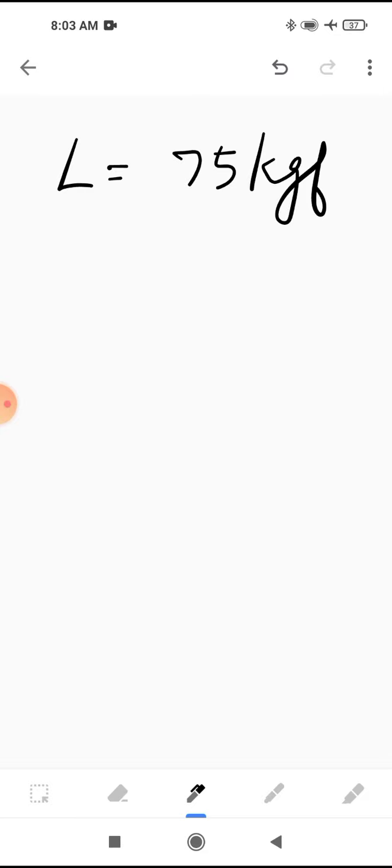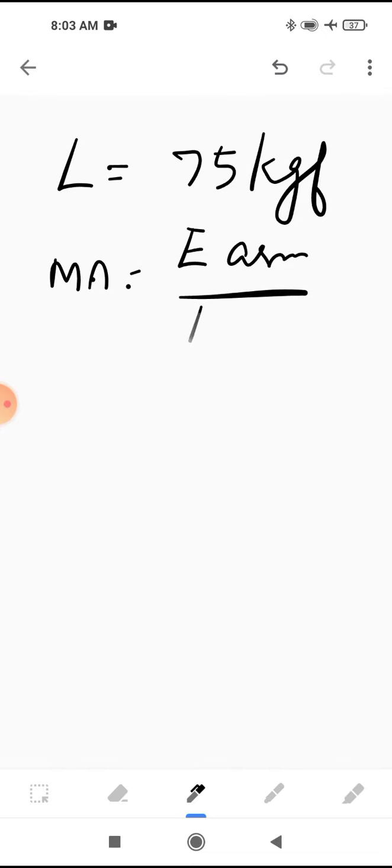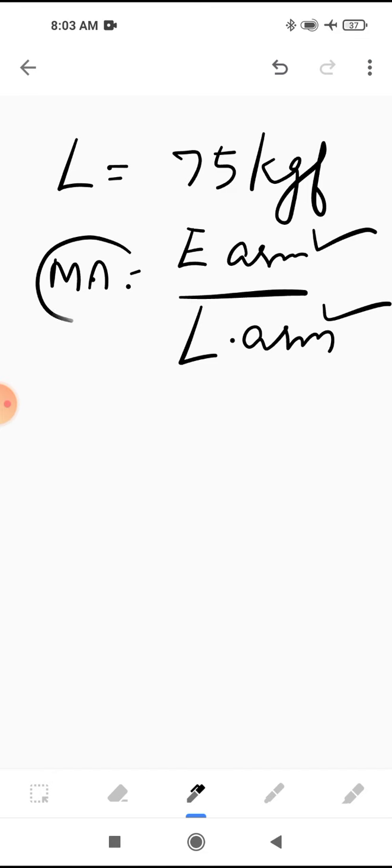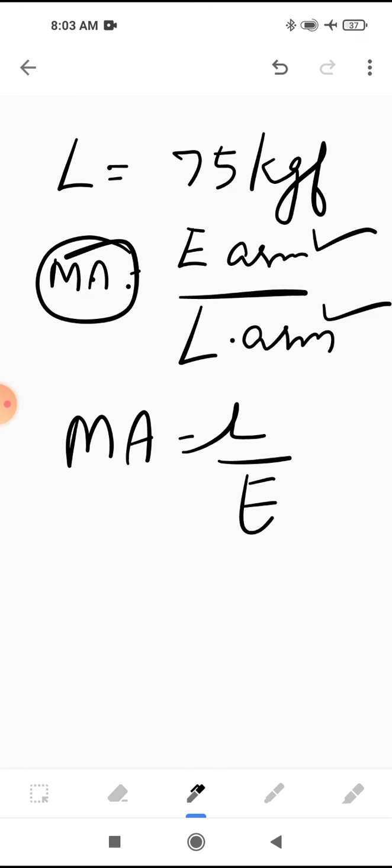So remember the points. Fulcrum is shown already. A is the point where load acts. B is the point where effort acts. So from the figure, find out the effort arm, load arm, then find out MA by using the formula effort arm by load arm. Both are available. So find out MA, then use the formula MA is equal to L by E. So E you can find out.